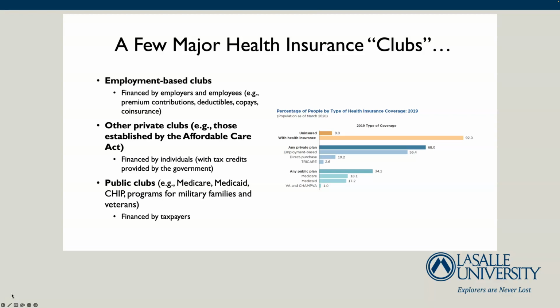So the ACA marketplaces are financed by individuals, so they pay for their premiums out of pocket. But many of them also receive tax credits from the government, depending on their income and eligibility. And lastly, we have public clubs, which include Medicare, Medicaid, CHIP, and programs for military families and veterans. These are also financed by taxpayers.